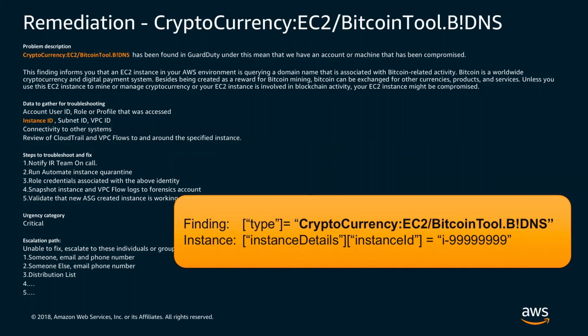Now, I've taken this as literally copy and paste from the GuardDuty findings definitions, so please feel free to do that if you'd like. I think that's a great way to start the problem definition. Obviously, this is the cryptocurrency DNS entry. Cool. Data to gather for troubleshooting.